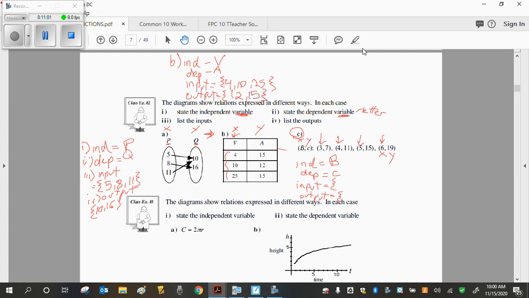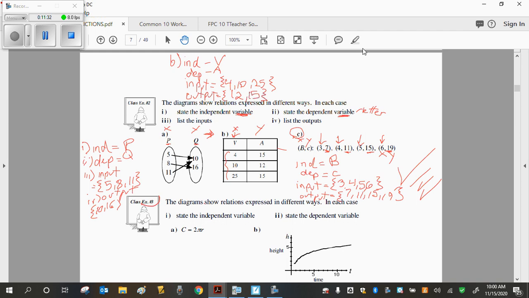So the input, 3, 4, 5, 6. Again, if they're not in order, put them in order, and if one repeats, just write it once. And the output is 7, 11, 15, and 19. And there you go. Good job.